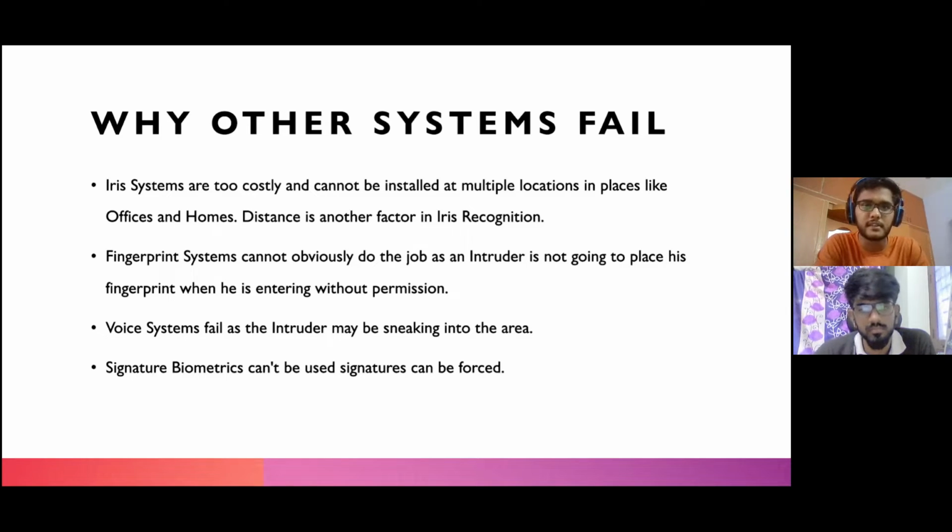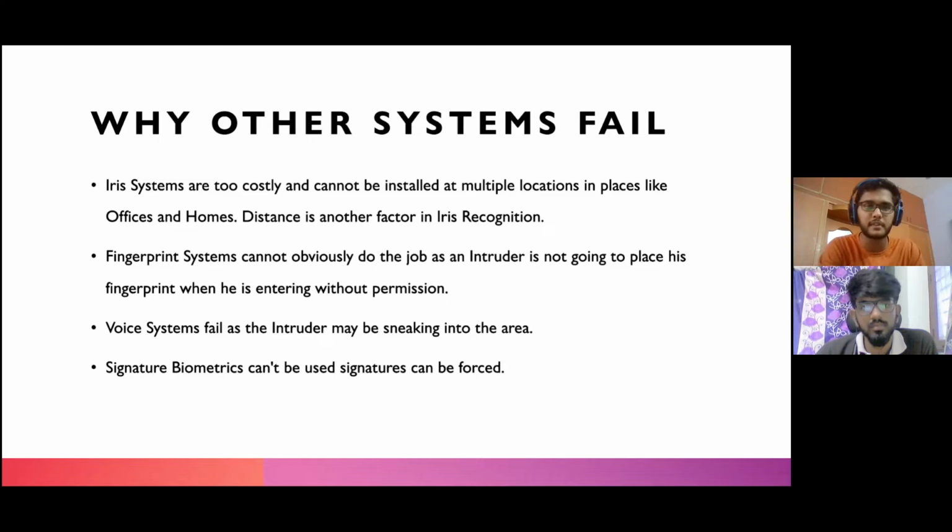And distance is also another factor, because iris recognition can be accurate when the distance between the person and the scanner is like 25 to 30 centimeters or 50 centimeters. But in reality, when an intruder enters, he won't be so close to the system, and he may even try to sneak in. So iris systems won't be possible here.